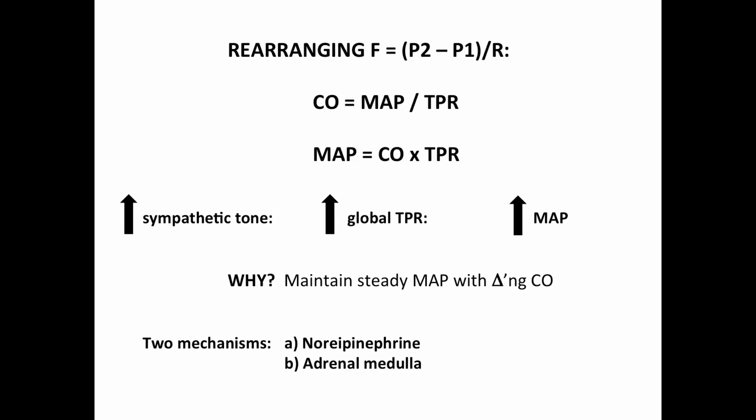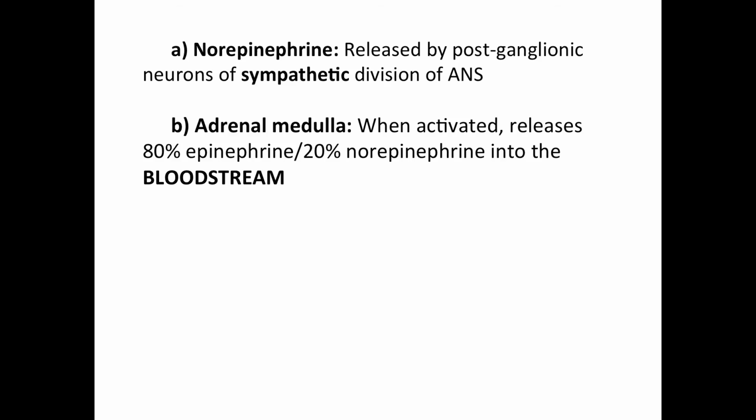And in the next video, we're going to focus on the two primary mechanisms: either increasing the release of norepinephrine or activating the adrenal medulla. Norepinephrine is released by postganglionic neurons of the sympathetic division of the autonomic nervous system. And remember that the adrenal medulla, when it's activated, releases a mixture of epinephrine and norepinephrine into the bloodstream. It's going to be all throughout the cardiovascular system.